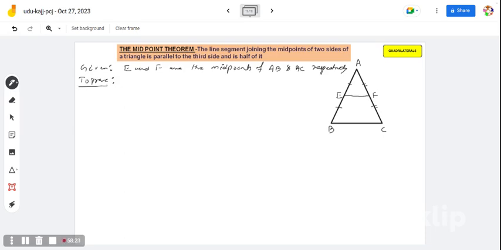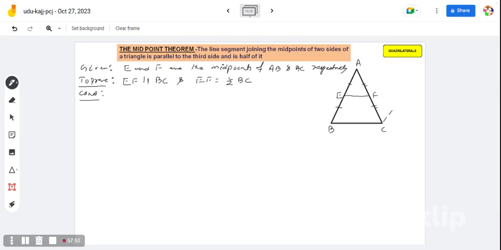We need to prove that the line segment joining the midpoints of two sides of a triangle is parallel to the third side and is half of it. So we need to prove that EF will be parallel to BC and EF will be half of BC. So to prove, we need to go for a construction.